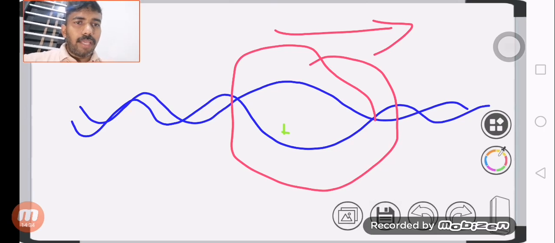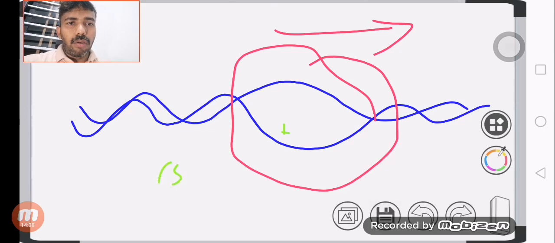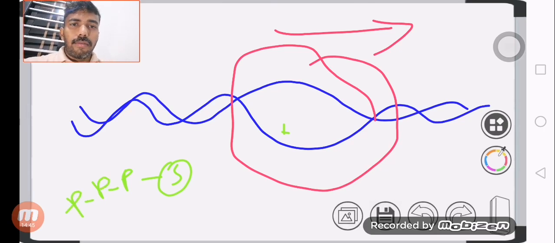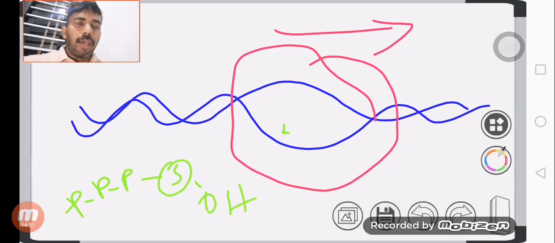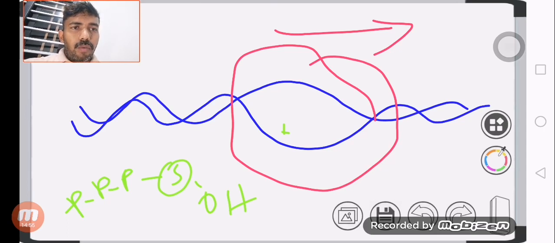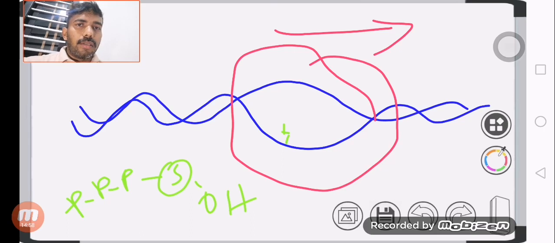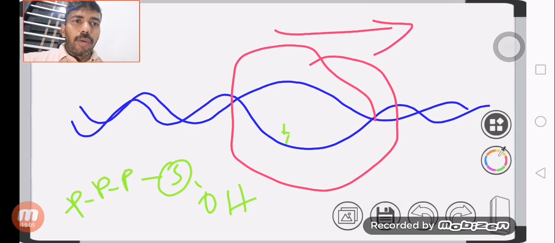That means the first base, suppose this is the first base, this is the sugar molecule of the first base, and there will be the 3-phosphate group at the 5' position, and there will be the OH group at the 3' position. So this molecule will now interact with the template strand at the +1 site. Then now the polymerase can do the elongation.